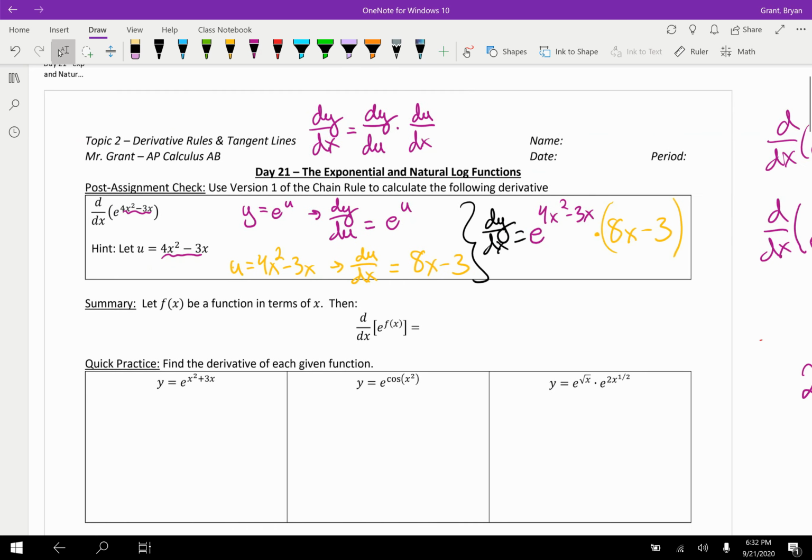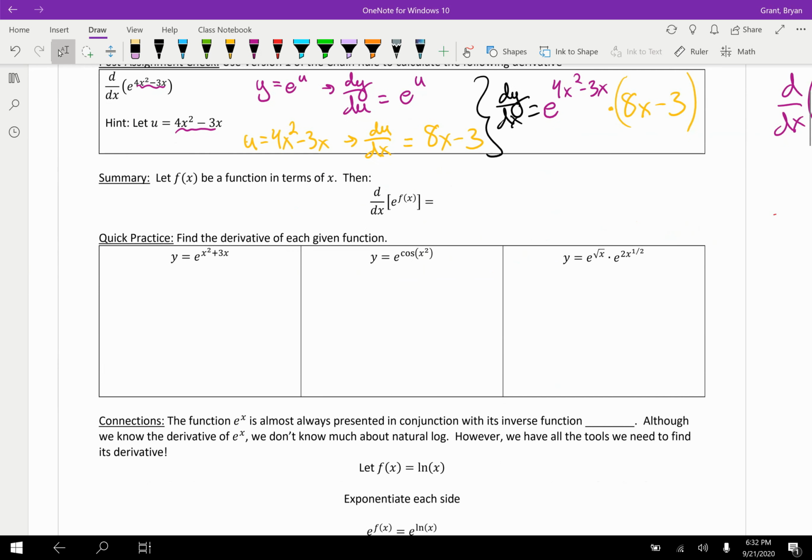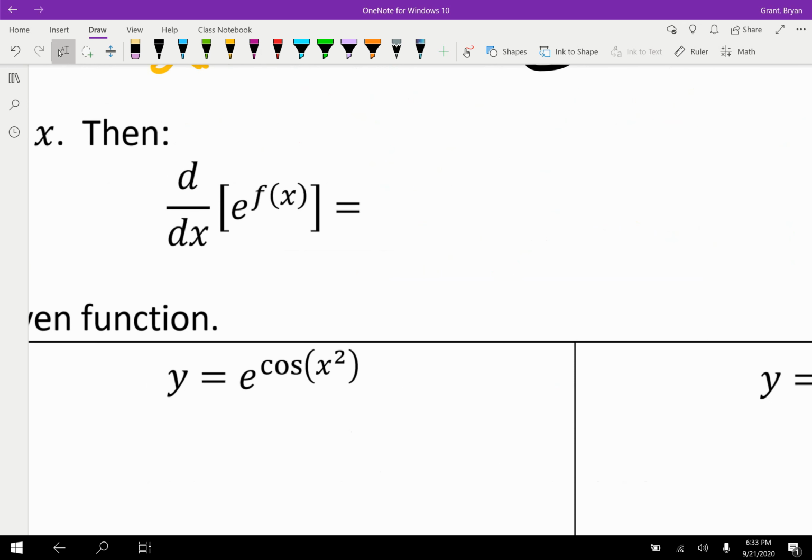So knowing that, we can really generalize our derivative of e to the x, and your textbook uses something similar to this, which I'll explain in a second. If you're asked to take the derivative of e to some function, then the derivative is e to that function times the derivative of that function, right?